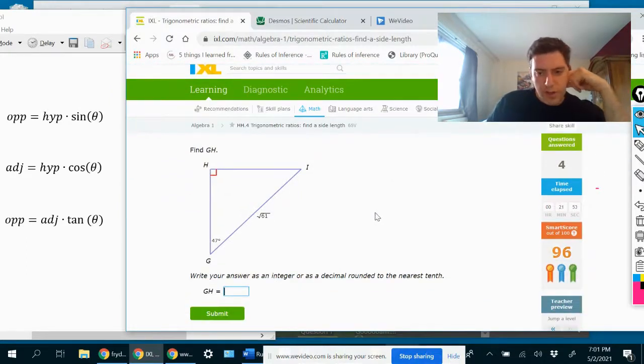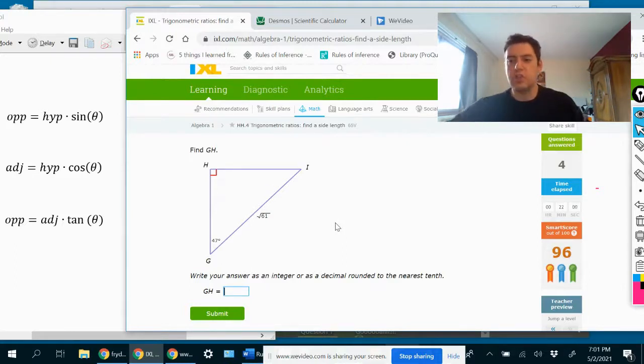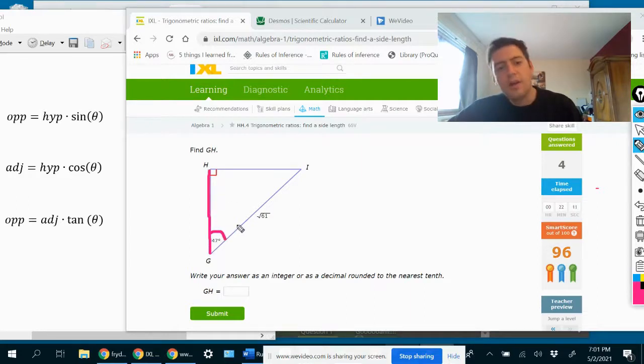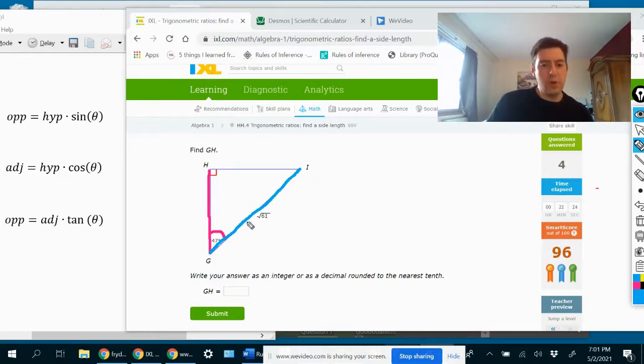Okay, I have another one here. I think we'll just do one more. Find the length of GH. In this case, here's what we're looking for. We're given this angle, and we're given this side over here.